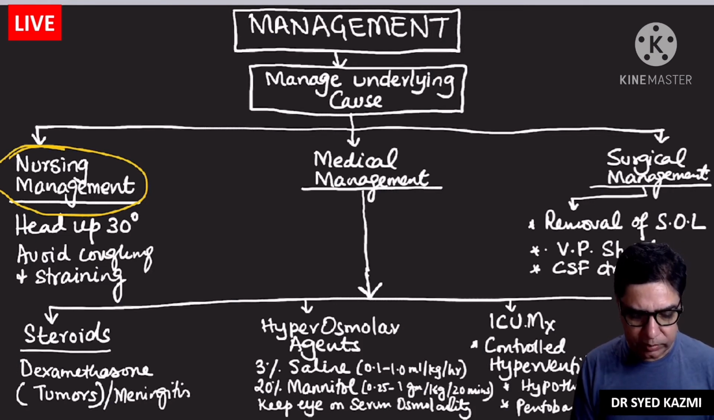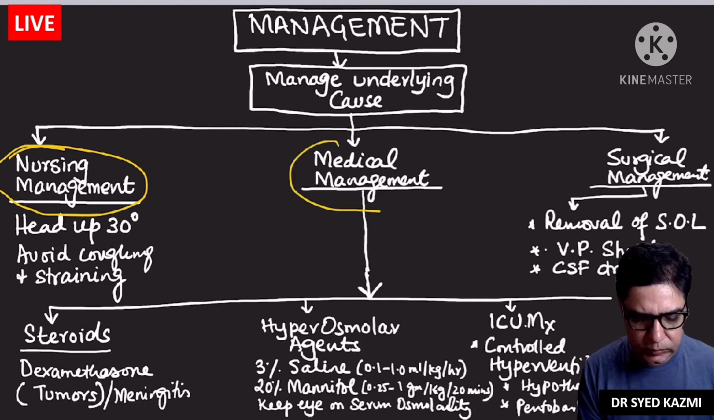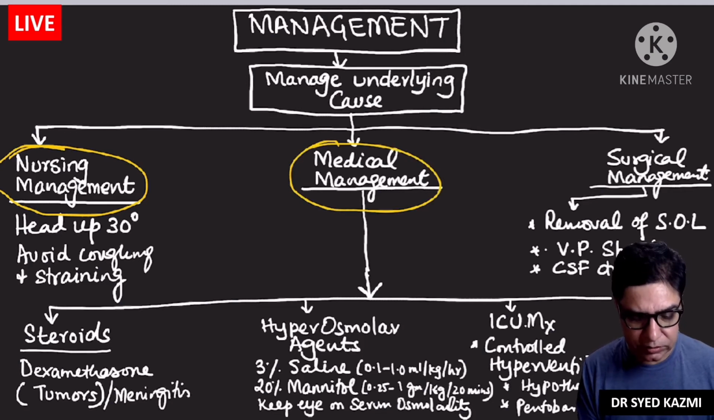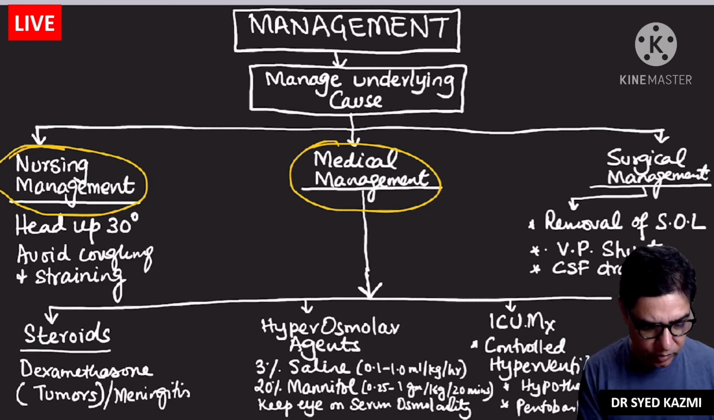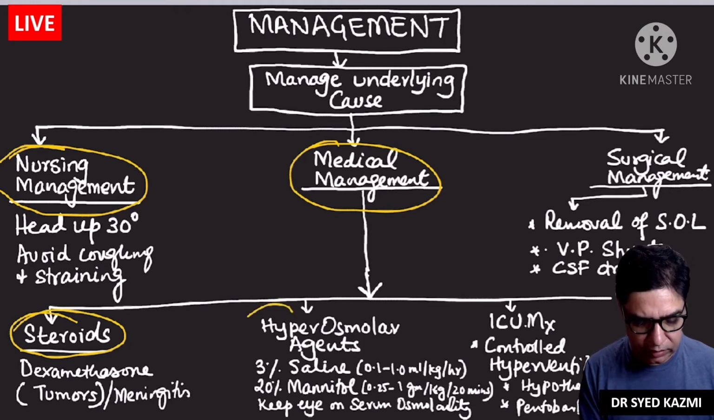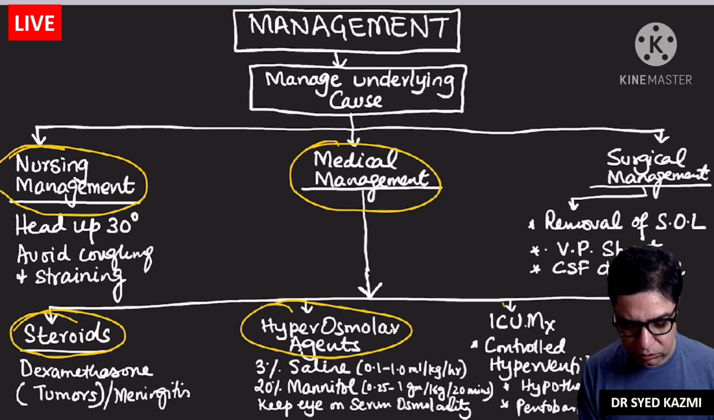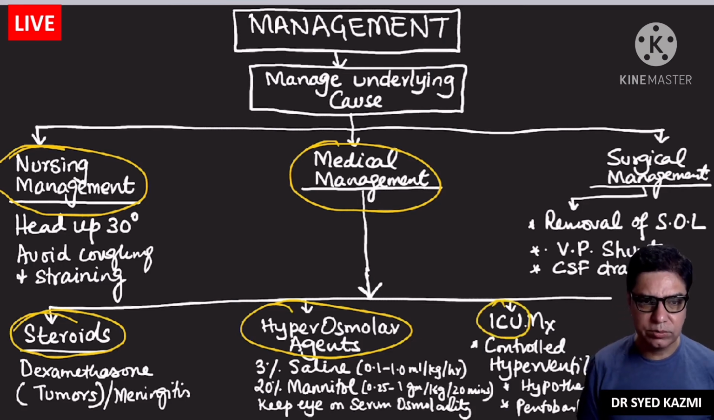Coming down to the medical management. Most of the time we manage them conservatively, and that means medical management. Again, three types of treatment modalities are used. Number one, the key medication that we use is steroids. Then we can have the hyperosmolar agents, and then there are specialized things which are used in the intensive care setting. So let's talk about steroids. Steroids, especially dexamethasone.